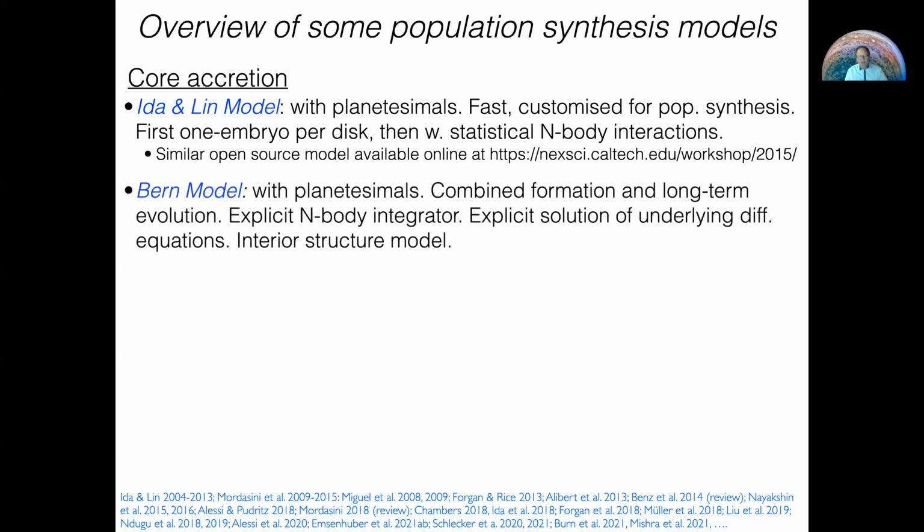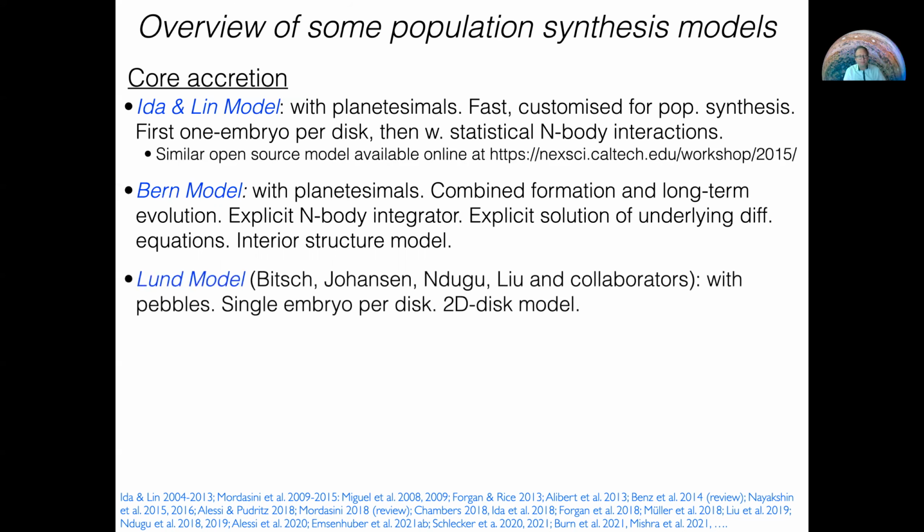By the way, if you're interested in that, there is a similar open source model available at this address here. Then the model I'm going to talk about more in the rest of the talk. This is the Bern model. This is also core accretion with planetesimals. This is a combined formation and long-term evolution model. And compared to other models, it tries to solve the underlying differential equations more explicitly, like the n-body integration is explicit, or also the internal structure model, or also the disk model. Going back to that later on. Another important model is the Lund model. Here, this is core accretion, but with pebbles.